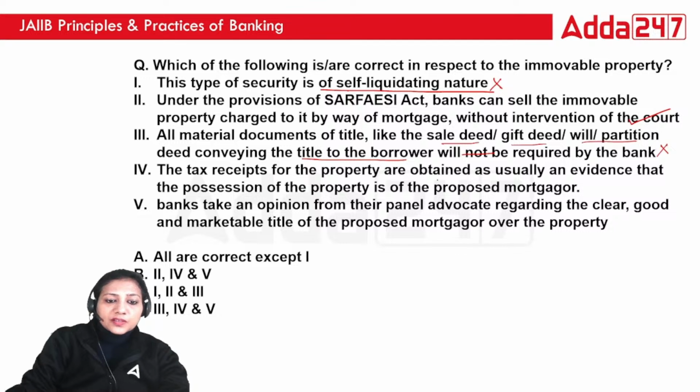Tax receipts for property are obtained as usually an evidence that possession of property is of the proposed mortgagor. This is correct. And the bank takes an opinion from their panel advocate regarding the clear, good and marketable title of the proposed mortgagor over the property. This is also correct. So the right answer is 2, 4 and 5 are correct.